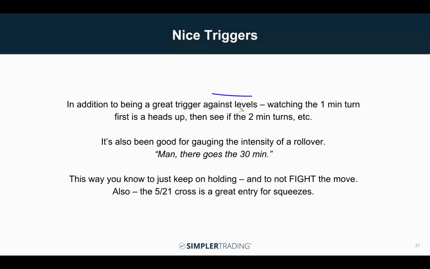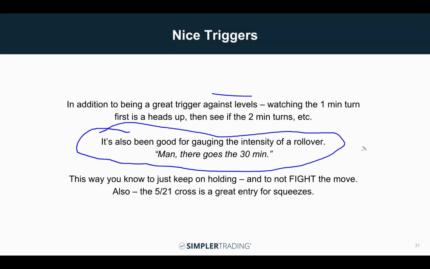It's also been good for gauging the intensity of a rollover. So say you get short on that 1-minute cross and you're not sure where it's going to stop, and you're just watching, and there goes the 10, there goes the 20, man, there goes the 30, and you just hang on for the ride until what? That 1-minute cross is positive, and then you get back out again. And it's a great way to time the more violent intraday swings like that, okay? So this way, you just keep holding on and don't fight the move, all right?